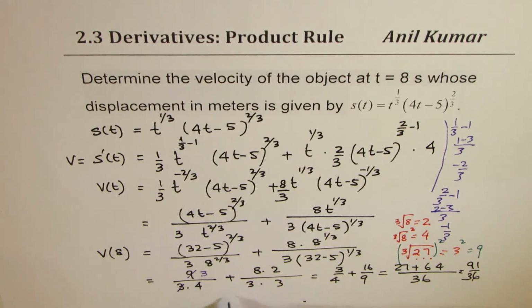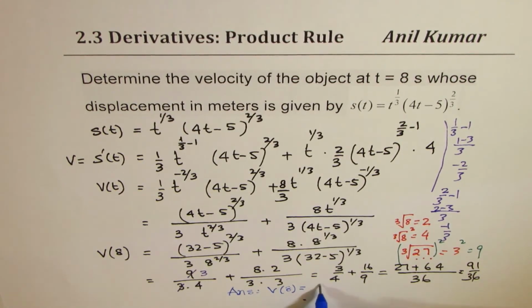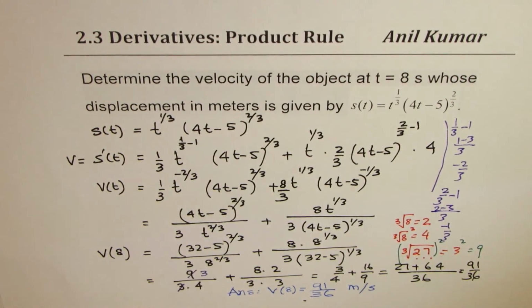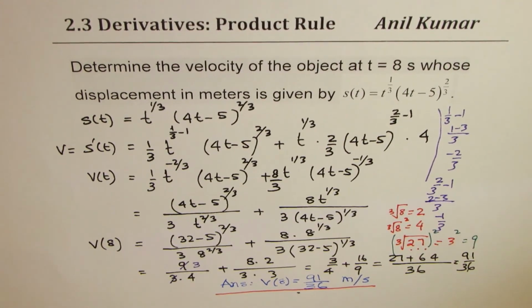So velocity has units, remember that. So our answer will be that the velocity at 8 seconds is equal to 91 over 36 meters per second. Now that is very important to write. Whenever you write your answer for application questions, you have to include units. Perfect. So don't forget to write meters per second. So 91 over 36 meters per second.